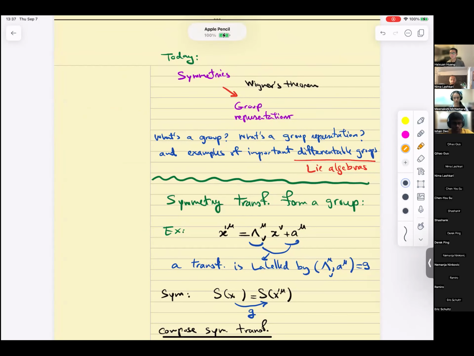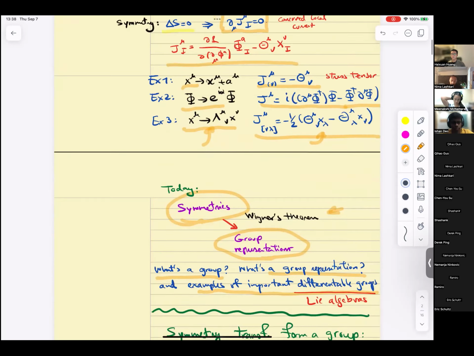So today we're going to talk about another part of this story, which is this triangle that I was drawing at first when we were discussing local symmetries, which is the connection between symmetries and group representations, in particular, Wigner's theorem. So we're going to say, what is a group? Why is it relevant for physics? What's a group representation? And we were going to give examples of important differentiable groups, Lie algebras. These are things that appear in physics as continuous differentiable symmetries, and they play an important role in Noether's first theorem.